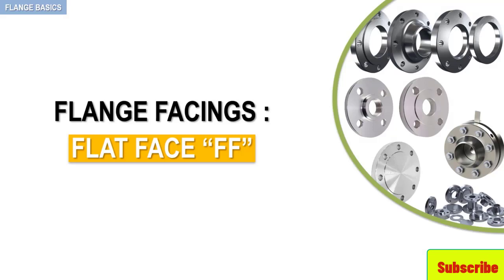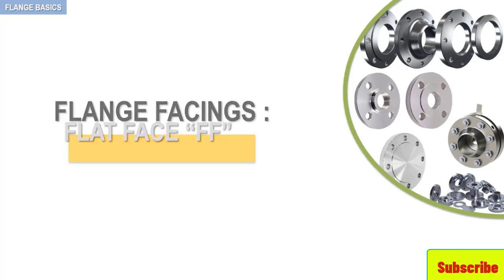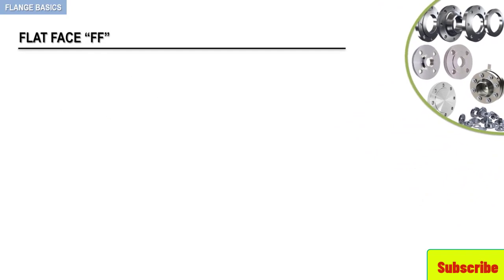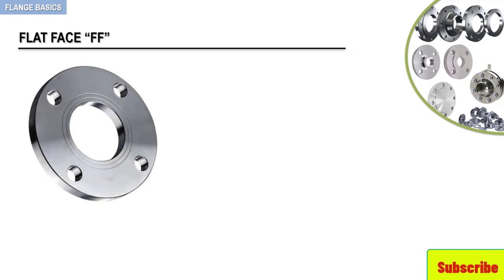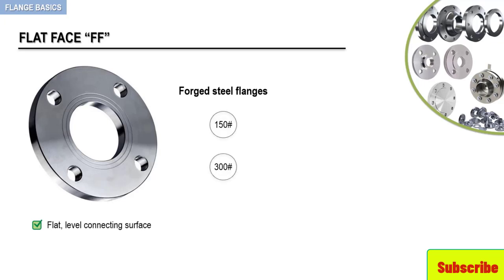In this video, we're going to talk about the flat face flanges. Notice that in the piping industry, flat face is referred to as FF. So let's have a closer look. As the name implies, flanges with flat faces, as the one depicted here, are those that have a flat, level connecting surface. Forged steel flanges with a flat face flange are commonly found in 150 and 300 ratings.